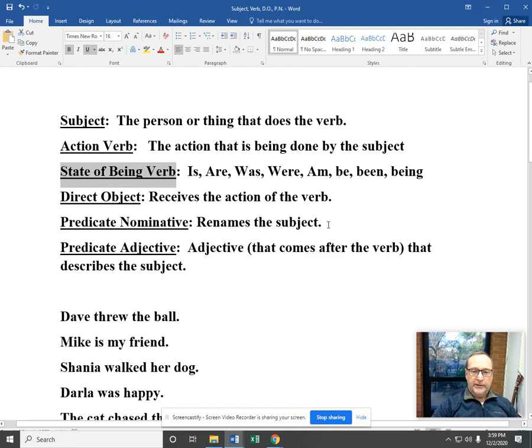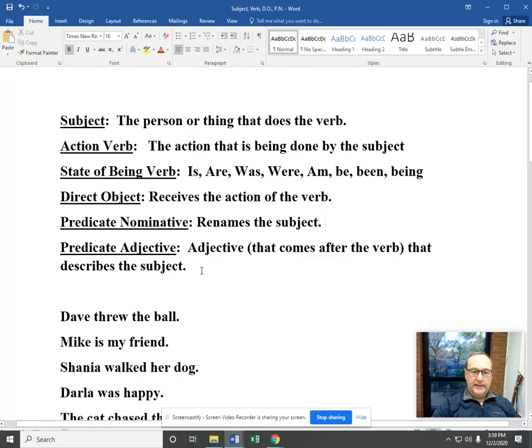So predicate nominative renames the subject. If you said, Bill is my friend, then Bill is the subject, is the state of being verb, and friend is the renaming of the subject, because Bill is my friend. Is is like an equal sign. Bill and friend are the same thing. Bill is not doing anything to his friend. Bill is being the friend. He is the same thing.